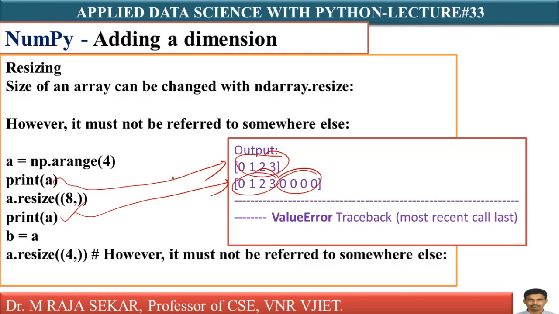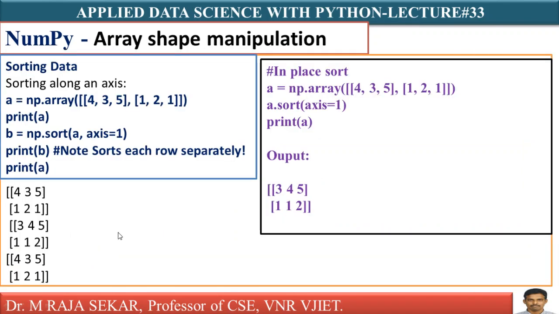Now B equals A. Now B is also referring to the same memory location as A. In this case, if you try to resize A again, it will not work. Why? Because that memory location is referred to by another variable B. In that case, you cannot resize. That's why it will not allow you to resize. Means if it is referred to by some other variable, it will not allow you to resize.